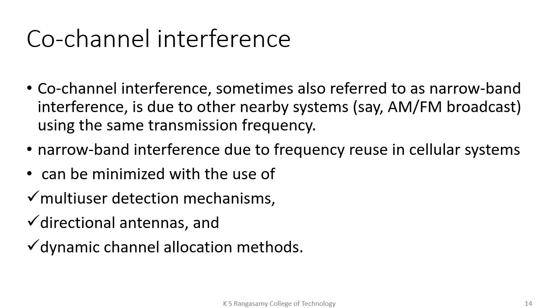Next, co-channel interference. What is co-channel interference? Co-channel interference is sometimes also referred to as narrowband interference, due to nearby systems. For example, AM or FM broadcasts using the same transmission frequency. If the same transmission frequency is used, there is co-channel interference, and it can be minimized by using methods like multi-user reduction mechanisms, directional antennas, and dynamic channel allocation. So by using these mechanisms, we can minimize co-channel interference.